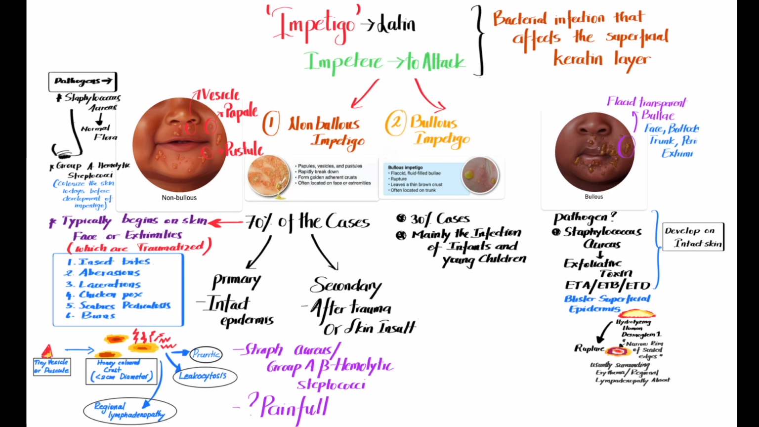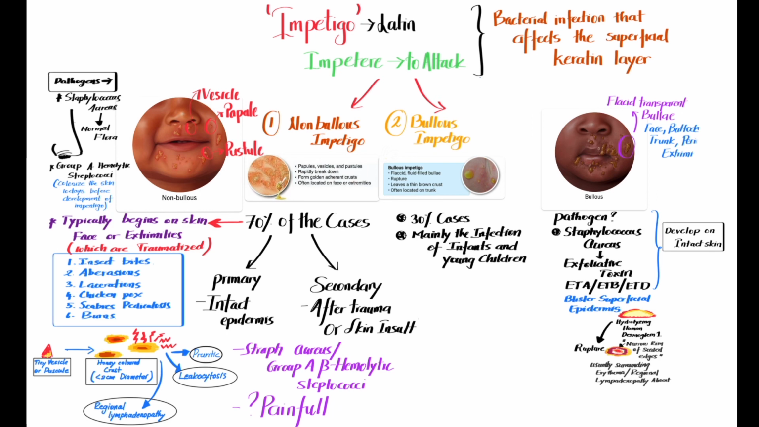So we can look into the condition. This impetigo can be divided into two types. One is non-bullous impetigo and the other is bullous impetigo. The non-bullous impetigo accounts for 70% of the cases, whereas bullous impetigo accounts for only 30% of the cases. Non-bullous impetigo can be caused by two different mechanisms, primary and secondary. The primary one occurs in an intact epidermis, whereas the secondary one occurs after a trauma or a skin insult.